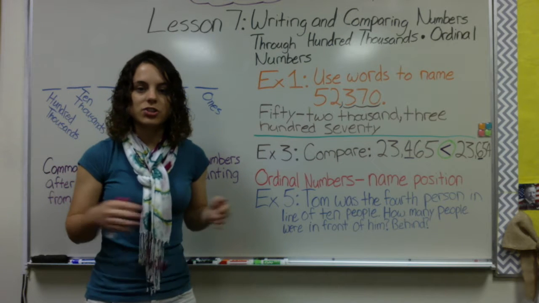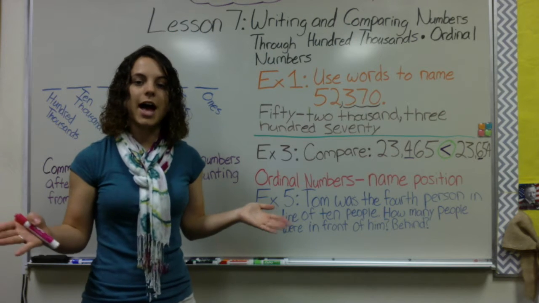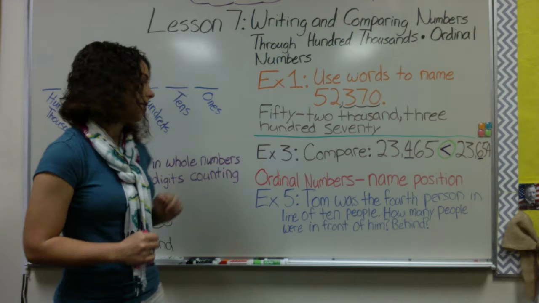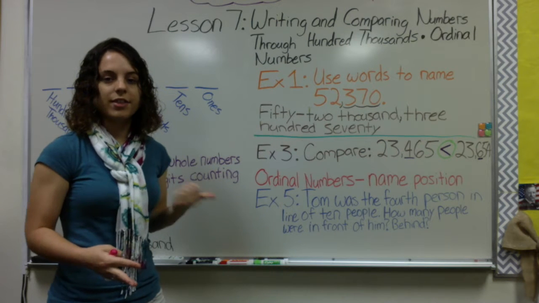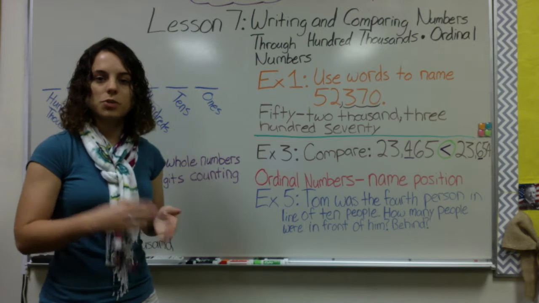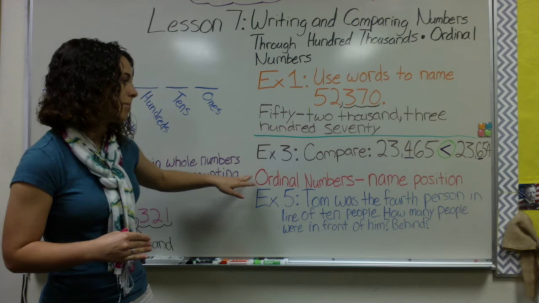Or let's say that you're standing in line going to lunch and you are fifth in line. Fifth is an ordinal number because that's naming position. So first, second, third, fourth, fifth, sixth, seventh, eighth, ninth, 10th. Usually you add your TH at the end, and that would be an ordinal number showing position.